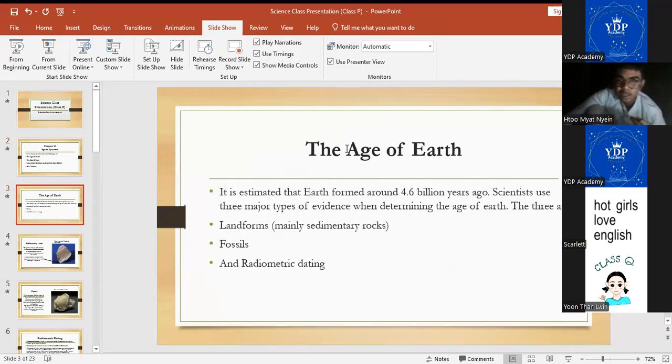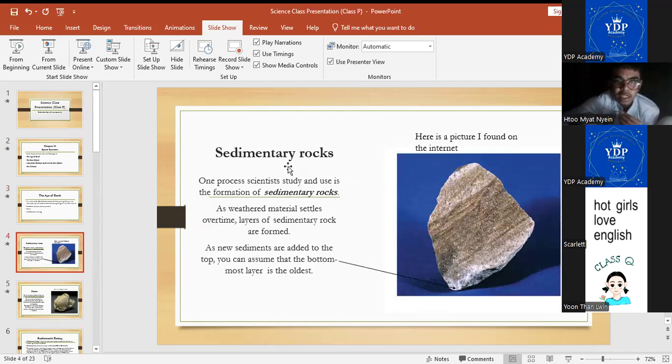So for the first title, the age of Earth, it is estimated that the Earth formed around 4.6 billion years ago. Scientists use three major types of evidence when determining the age of Earth. The three are landforms, mainly sedimentary rocks, fossils, and radiometric dating. The first one is sedimentary rocks.